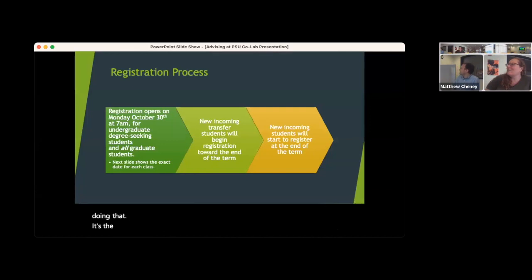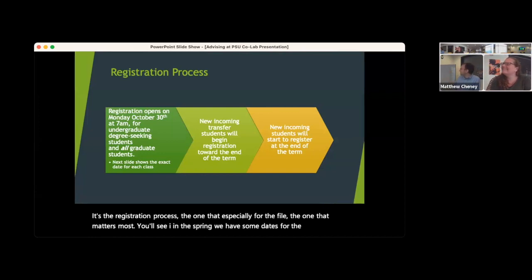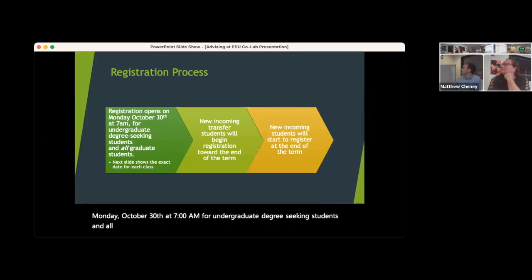The registration process, the one that matters most especially for the fall, you'll see in the spring. We have some dates for the second two there, but those are much more common in the spring than they are in the fall. What most matters is that registration itself will open on Monday, October 30th at 7 a.m. for undergraduate degree-seeking students and all graduate students.